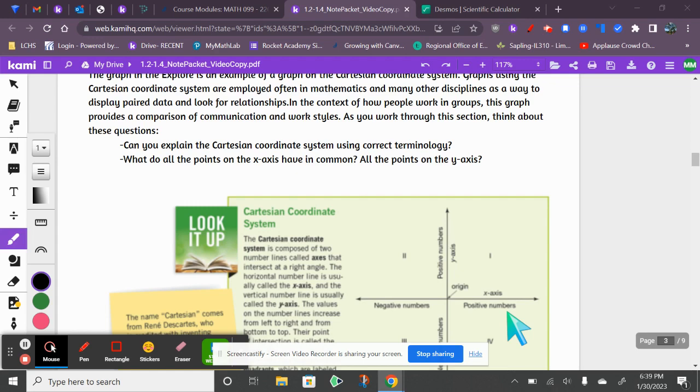Another way to think of coordinate systems would be to think of latitude and longitude. So actually, when we think of a map, it is a coordinate system as well.